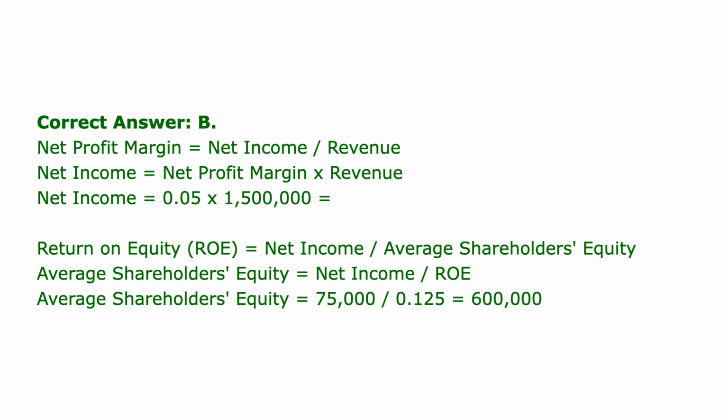Correct answer, B. Net income calculation. Net income is calculated by multiplying net profit margin with revenue. Net income value. Net income is $75,000. Average shareholders' equity calculation. Average shareholders' equity is calculated by dividing net income by return on equity.